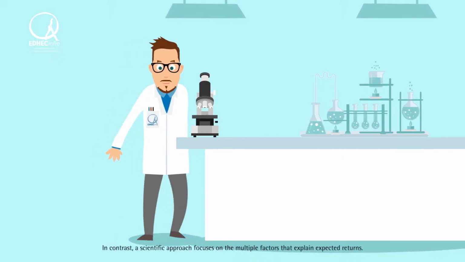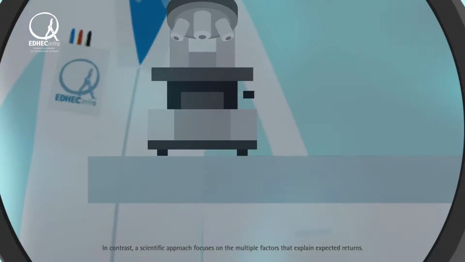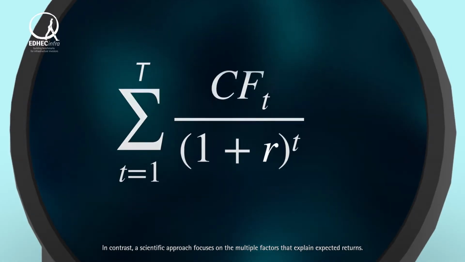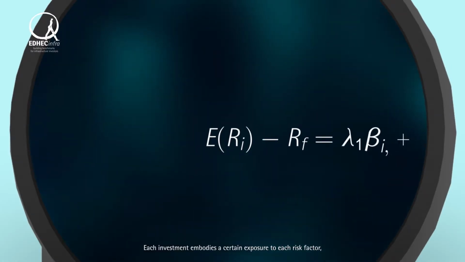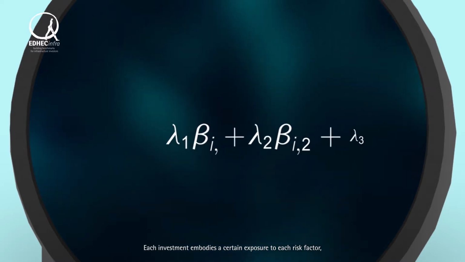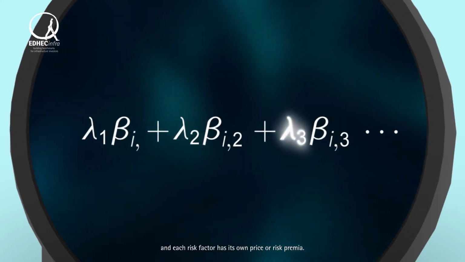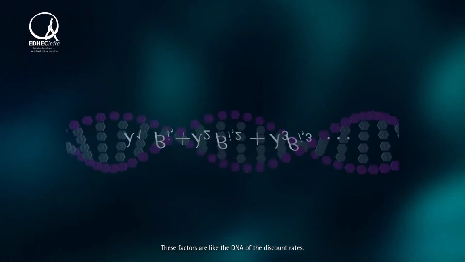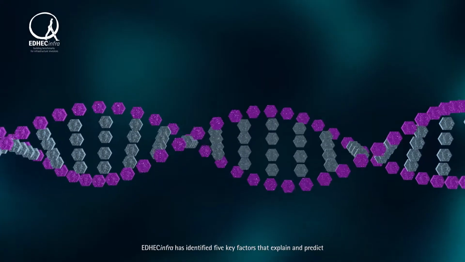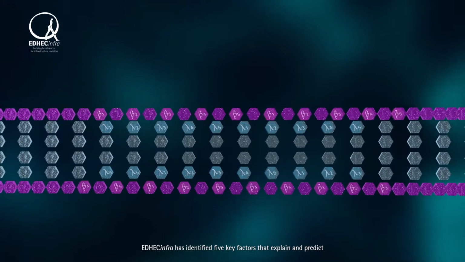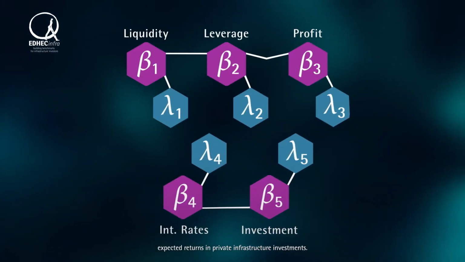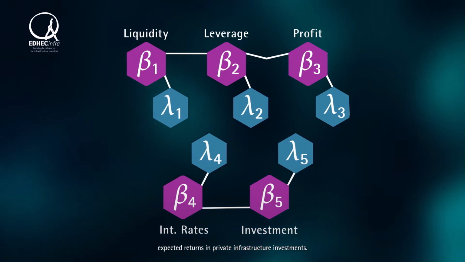In contrast, a scientific approach focuses on the multiple factors that explain expected returns. Each investment embodies a certain exposure to each risk factor, and each risk factor has its own price or risk premium. These factors are like the DNA of the discount rates. EDHECinfra has identified 5 key factors that explain and predict expected returns in private infrastructure investments.